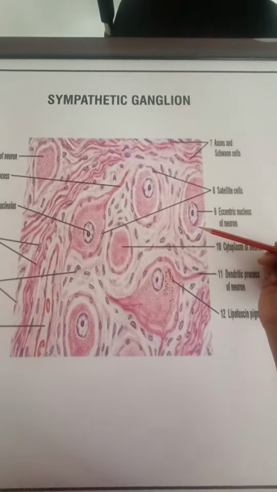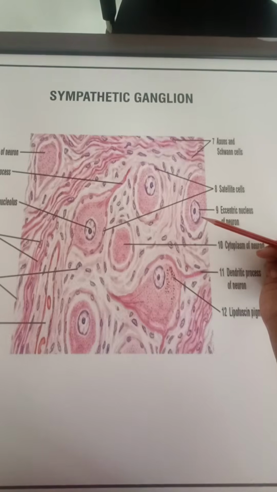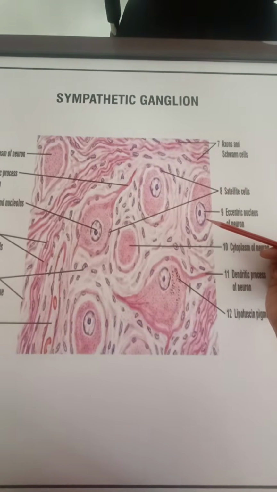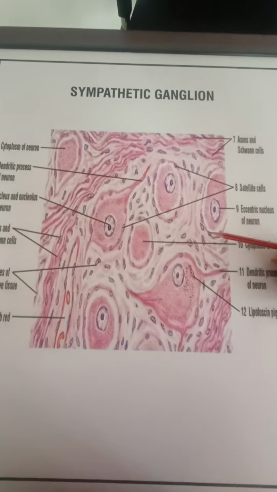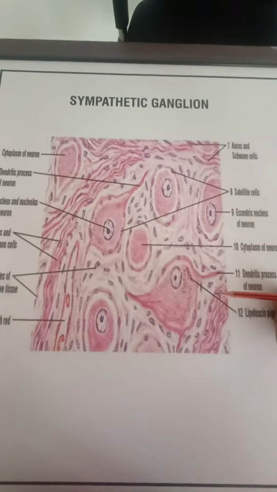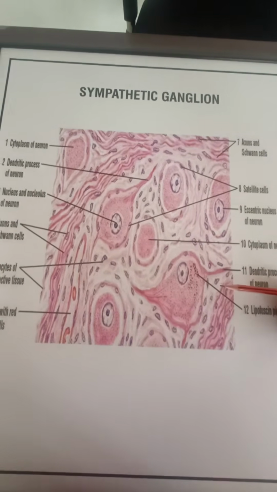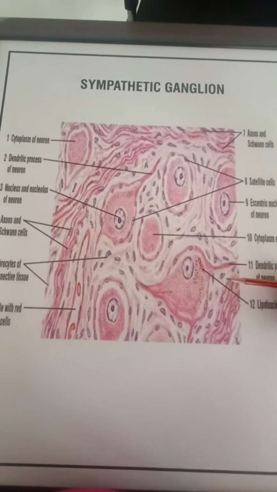So they are scattered around the nuclei, and the nerve fibers are myelinated in case of preganglionic fibers, but in the case of postganglionic fibers, they are unmyelinated. So here you can stain them with a special stain called osmium tetroxide. This is a special stain to stain the myelin and fat tissue.